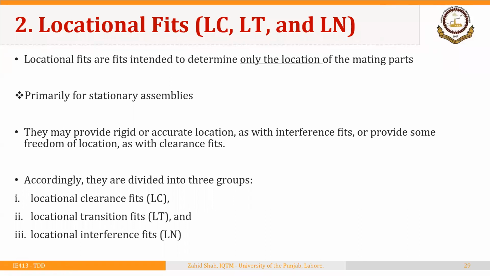The second group or family of fits in ANSI B4.1 is locational fits. Locational fits are fits intended to determine only the location of the mating parts. They are primarily used for stationary assemblies. They may provide rigid or accurate location as with interference fits, or provide more freedom of location as with clearance fits. Now there are three classes of fits under locational fits.